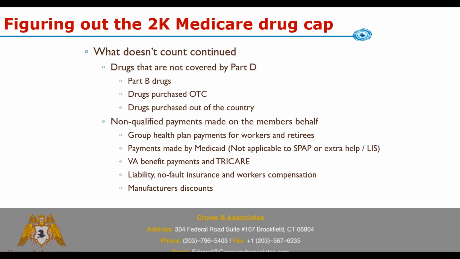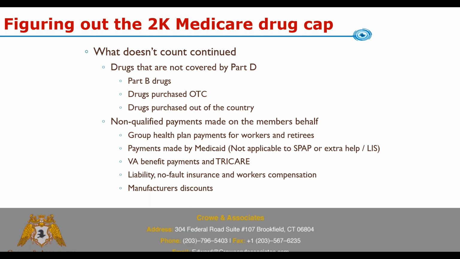Continuing, what doesn't count. So what doesn't count are drugs that are not covered by Part D. And that means things like Part B drugs, which is important. A Part B drug in most cases is a drug that is given to the patient or client at a medical facility, usually something through an IV. And it goes under Part B if they have that drug waiting for them at the facility, and if they somehow put that drug into the person, it's going to be a Part B drug. And Part B drugs are not part of the $2,000 cap, I should say.